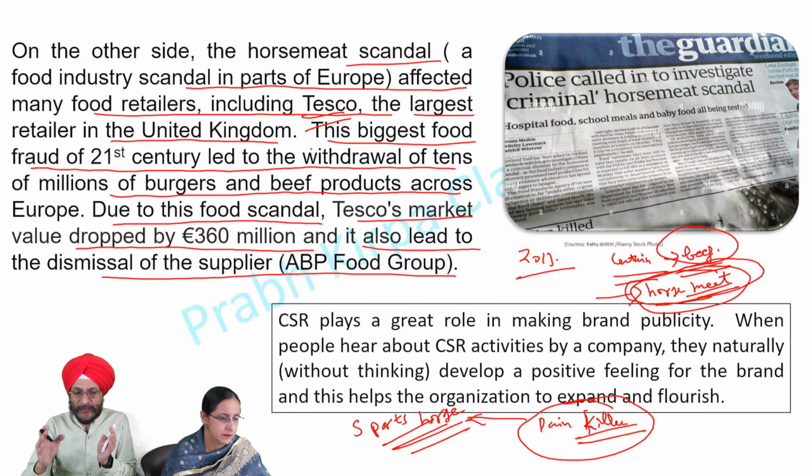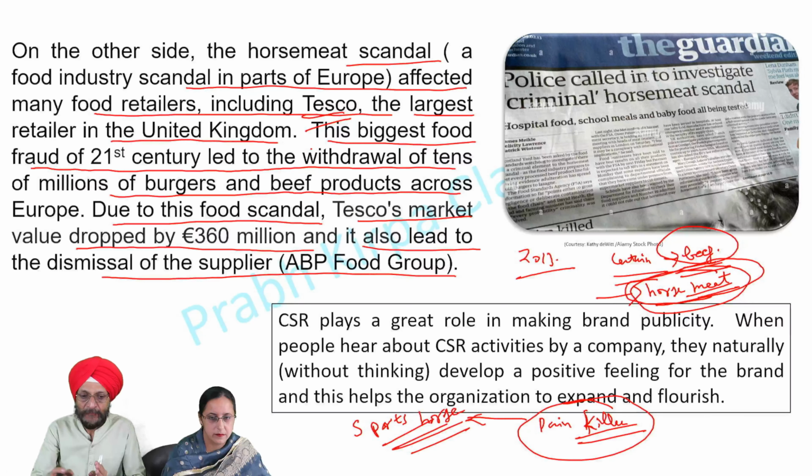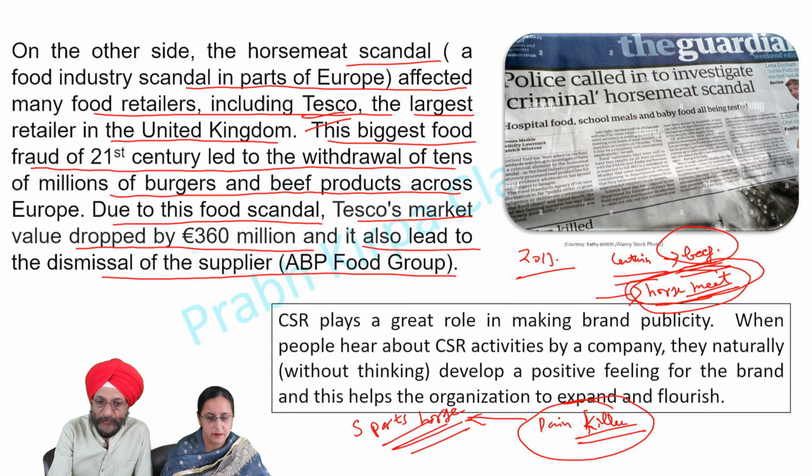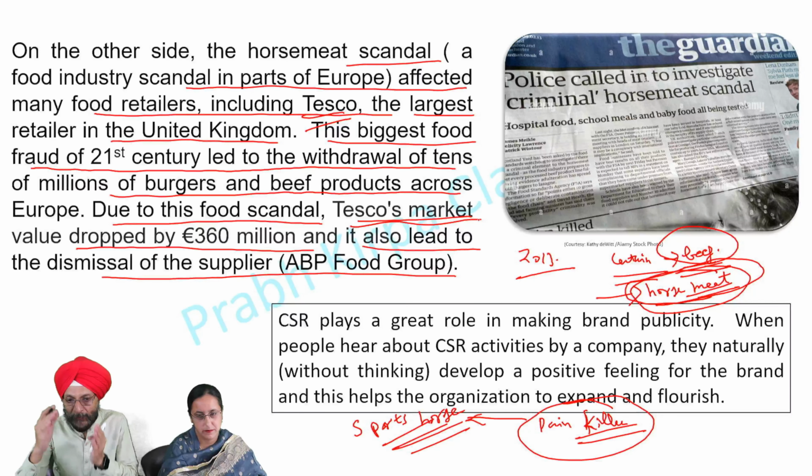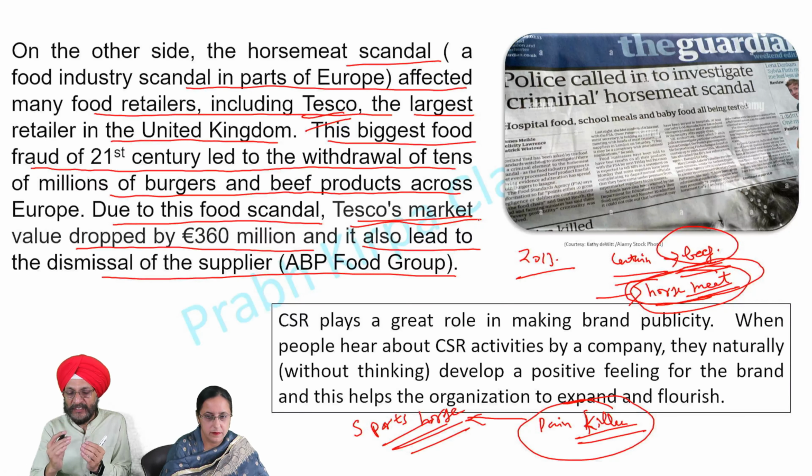And because of this meat scandal, all the companies which were involved in this food scandal, their market share has dropped sharply and they also suffered a lot in the market share.